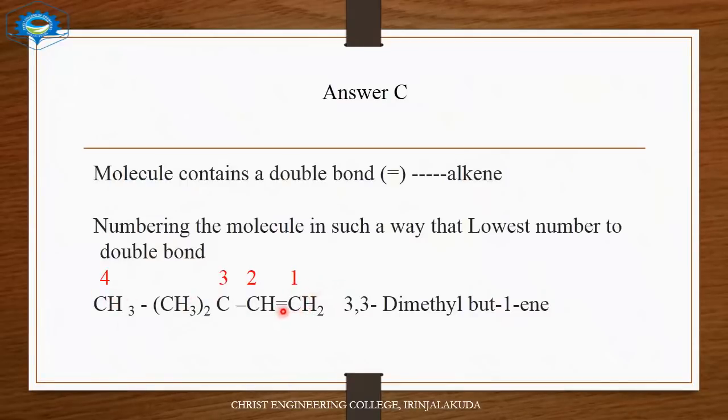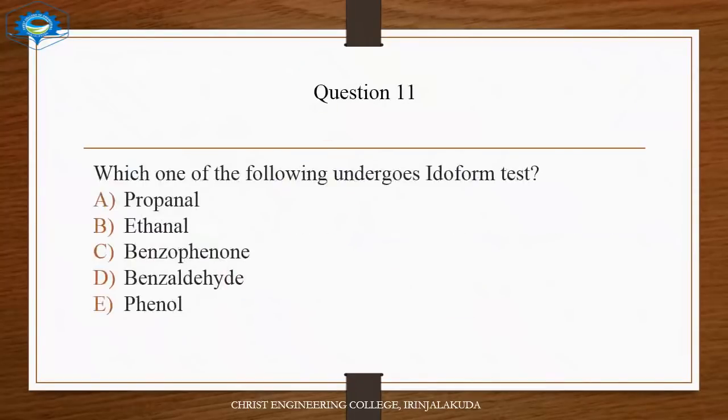The double bond is at the first carbon position. So what will be its name? 4 carbons with a double bond in the first position gives but-1-ene. There are 2 branches at the third position: one CH3 group and a second CH3 group connected to the same third carbon. So 3,3-dimethyl but-1-ene is the name of our compound.